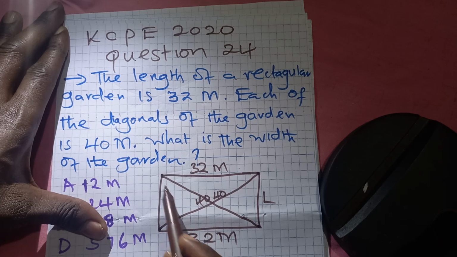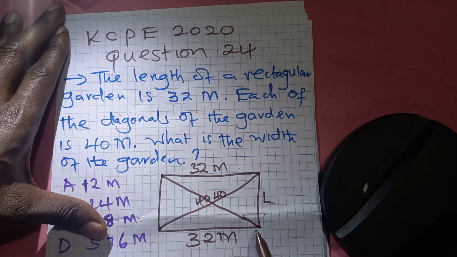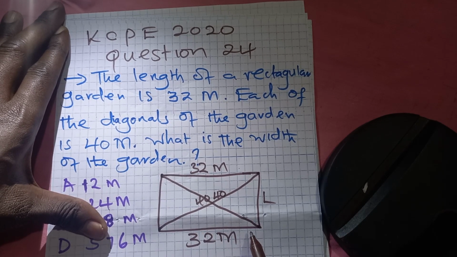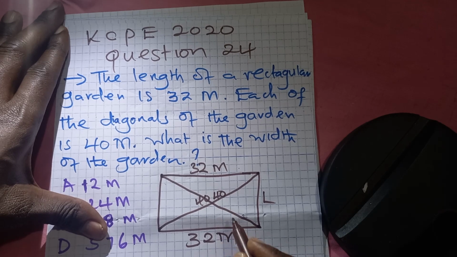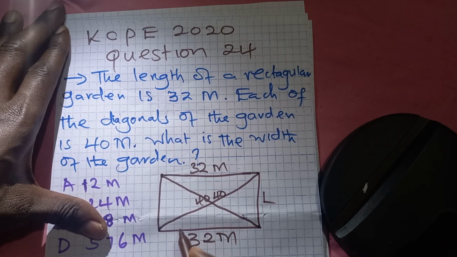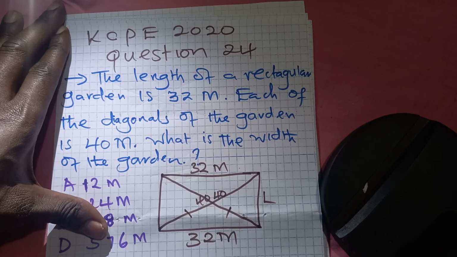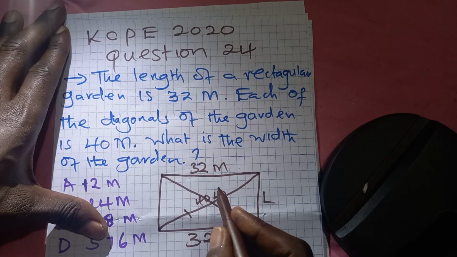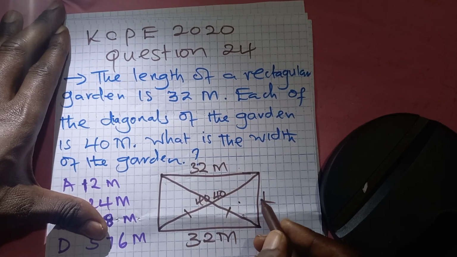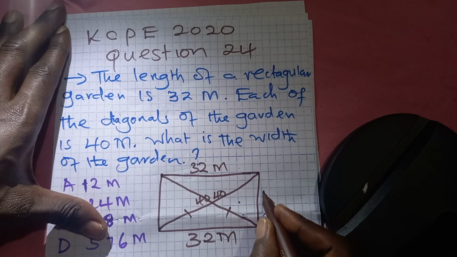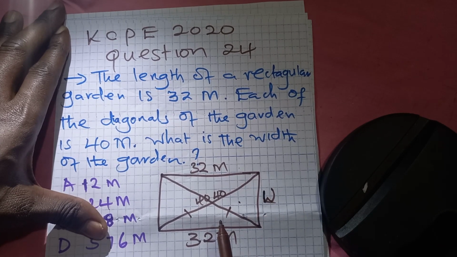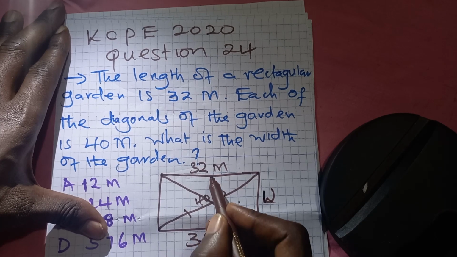So when you draw the two diagonals, you understand that they are going to bisect at the center to form 4 isosceles triangles. We have this triangle with the base 32, and this other one with the base which is the width of the rectangle, and you have this other one.